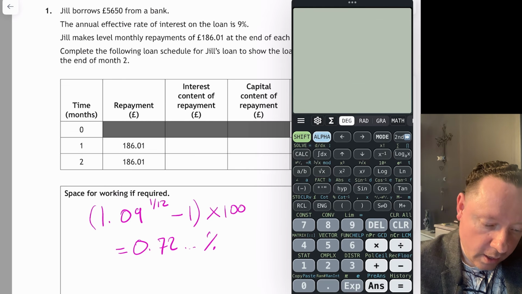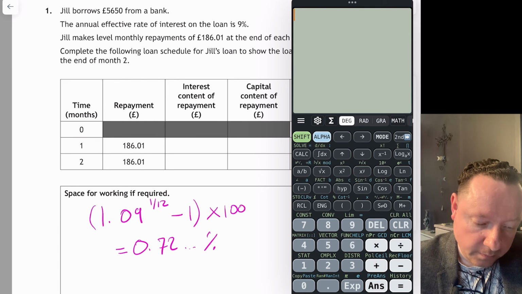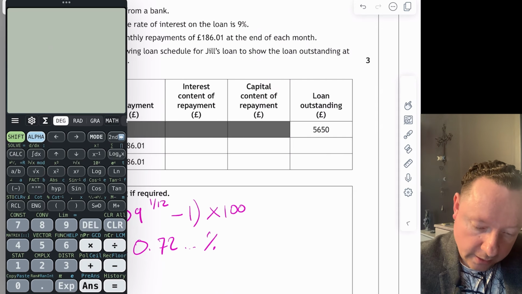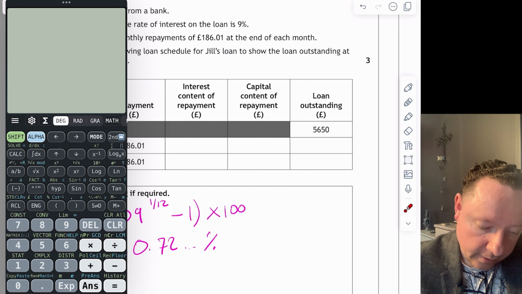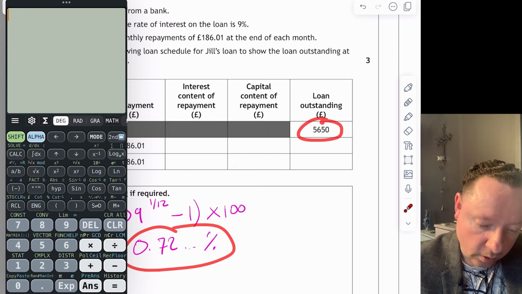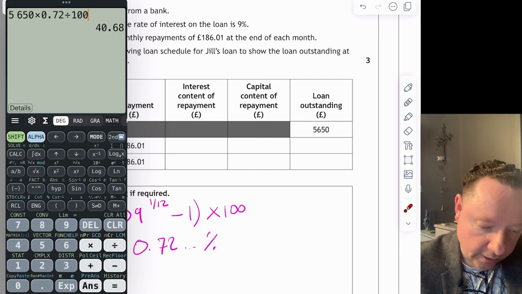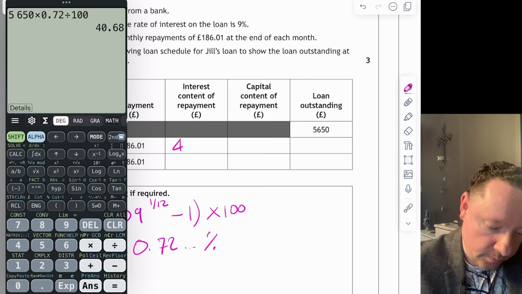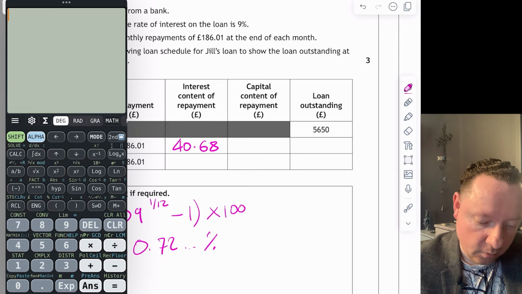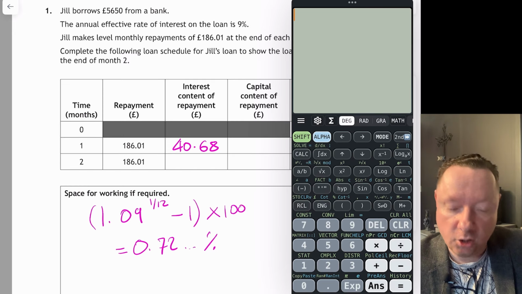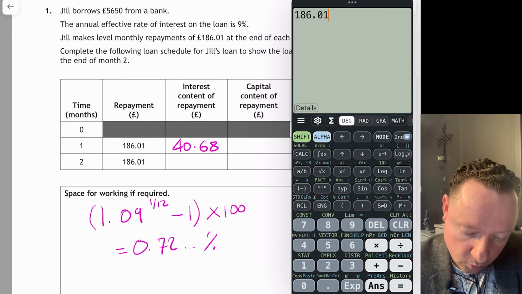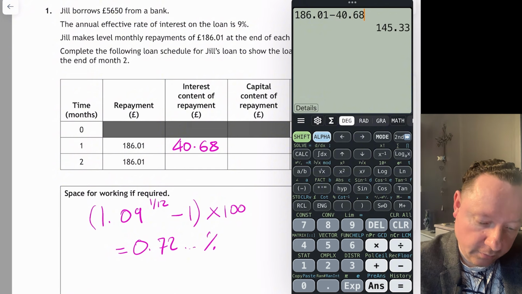Okay, so let's start off. I want the interest content of repayment. So the interest content is we take the percent and times by the loan outstanding. So it's 56.50 times 0.72%, so divide by 100, and that gives me £40.68. So I'll put that in this box here. Capital content of repayment, well, that is just your repayment minus your interest. So the repayment's 186.01 minus your interest, which gives you 145.33.